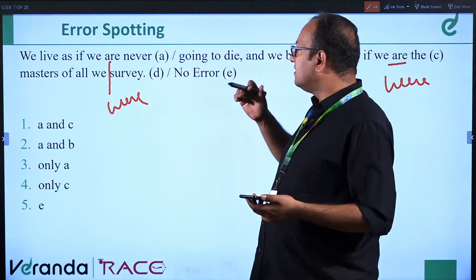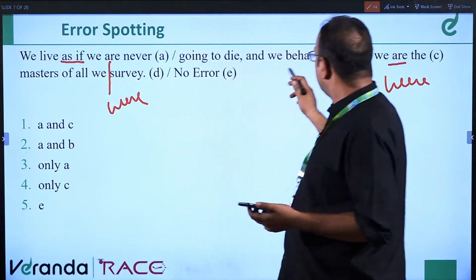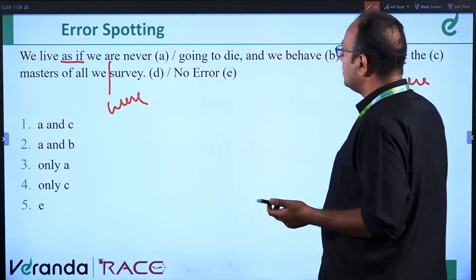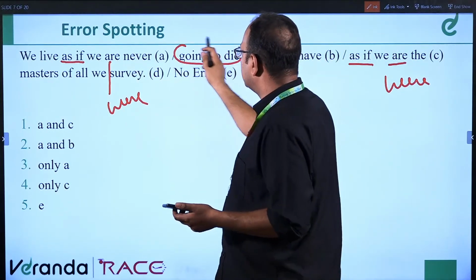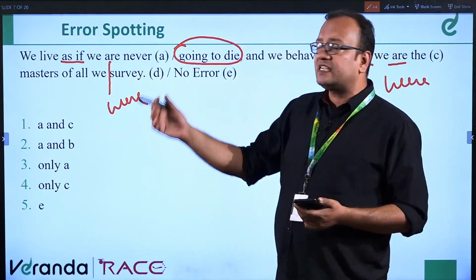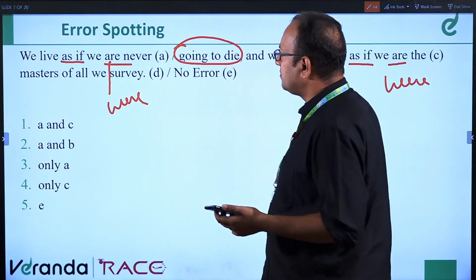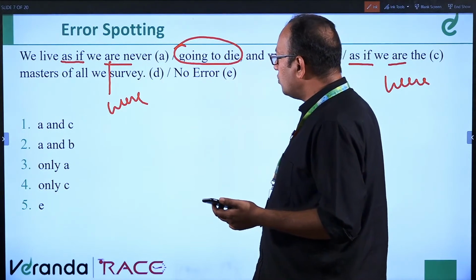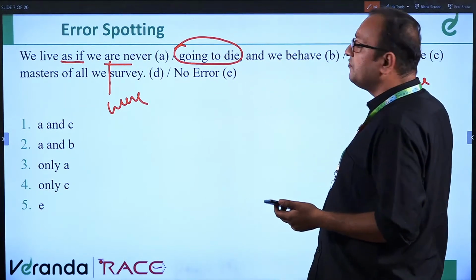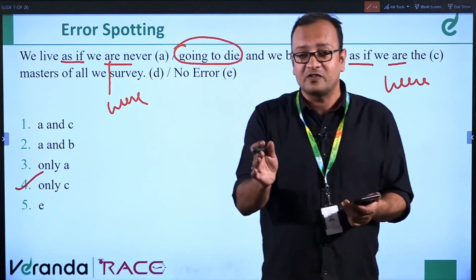But can you say that were should be in both the places, because as if is there in both the places? In this case, going to die is a futuristic action. So whenever as if is followed by a futuristic action, it remains as it is. It will be are only, and in this case it will be as if we were. So the answer should be only C. Understand this concept.